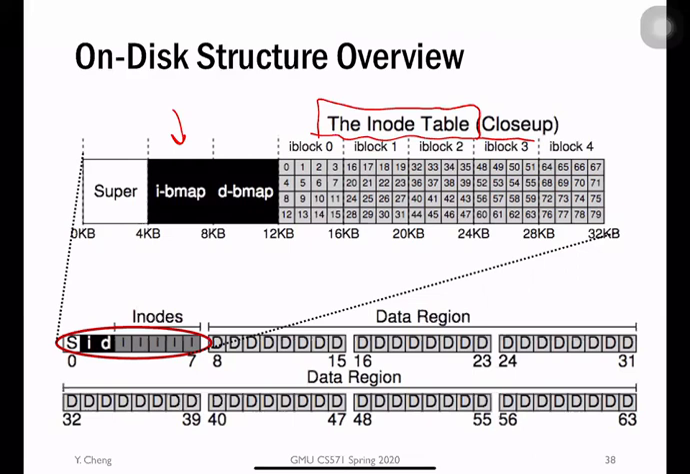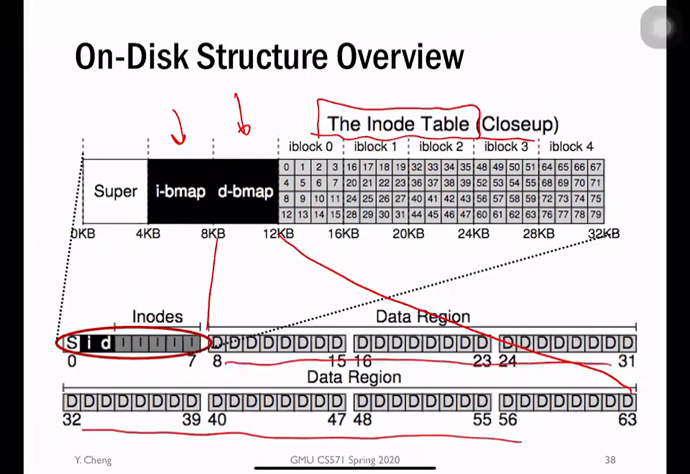Next, move on to the data region bitmap, which is used to keep track, within the data region, of which particular data block is in use and which particular data block is otherwise free. So this corresponds with the rest of the range, the data region.